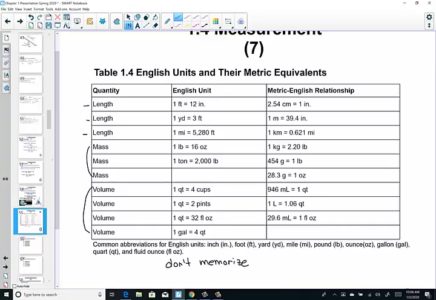Now in the health professions, one of the most common metric to English conversions is in volume. So we'll be focusing here quite a bit in our practices as well.